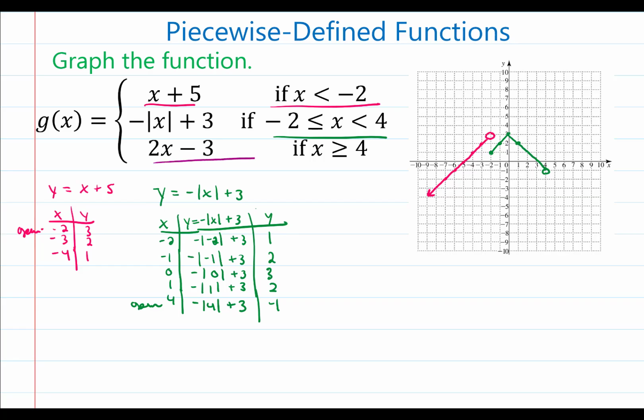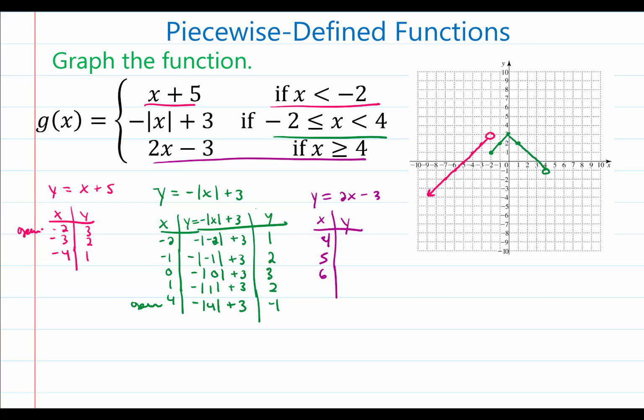Let's now go to the last piece, which again is another linear function, y equals 2x minus 3. Let's create our xy table, and this says x is greater than or equal to 4, which means I'm going to pick 4 and values larger than 4. So I'll pick 3 values, and so we will evaluate the function at a value of 4, 5, and 6.